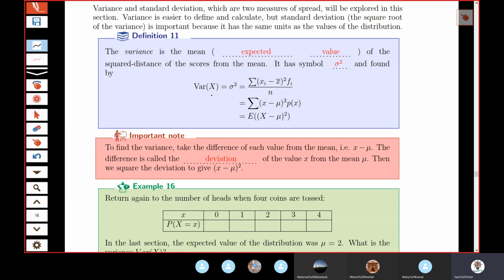Okay. So there are two ways of finding variance. Variance is represented firstly by Var(X) and then sigma squared. It is the sum of your x's minus your mean, (x minus mean) squared, multiplied by the probability. x minus mean squared times probability.